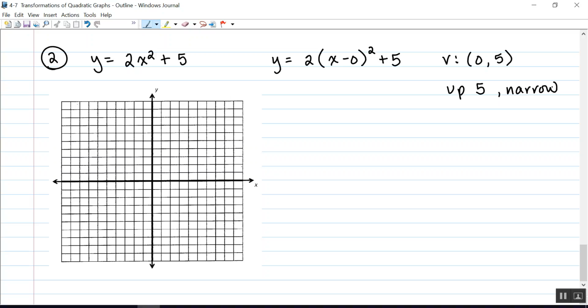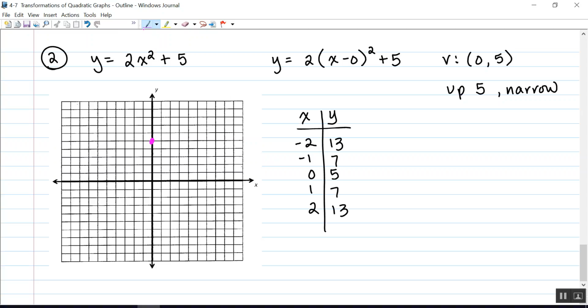So it's going to start up 5, so there's going to be my vertex (0, 5). Now translating it or making it narrower is going to be a little complicated. I think I'm actually just going to make a table and get a few values here. So my vertex is (0, 5), and I'm going to do negative 1, negative 2, 1 and 2. When I put in negative 2 squared, that gives me 4. 4 times 2 is 8 plus 5 gives me 13. And I'm going to get the same thing for this. When I put a negative 1 in there, I get 1 times 2 is 2 plus 5 is 7.